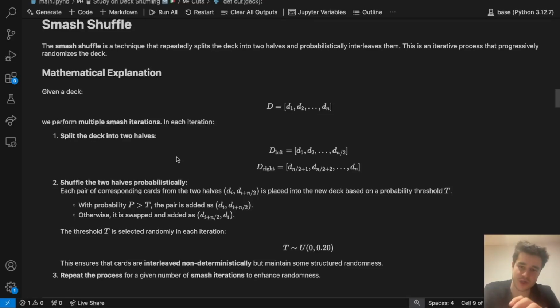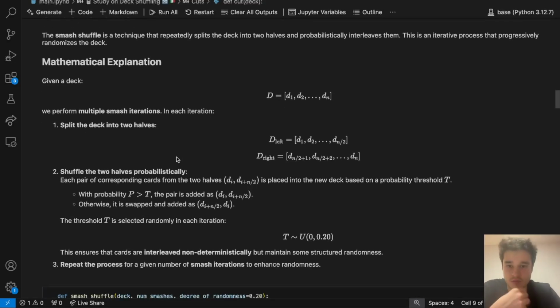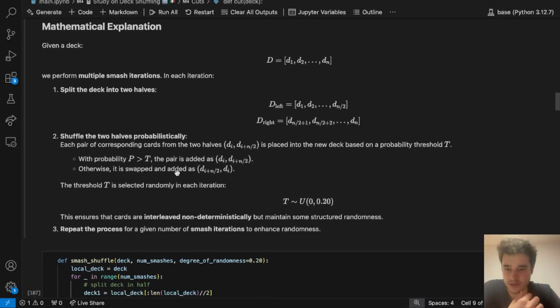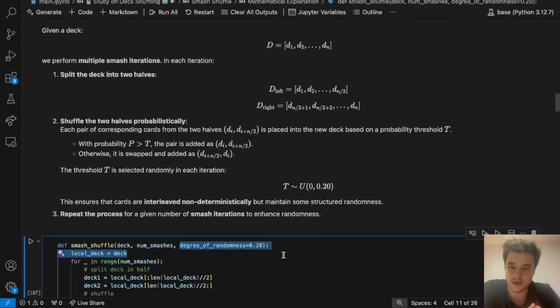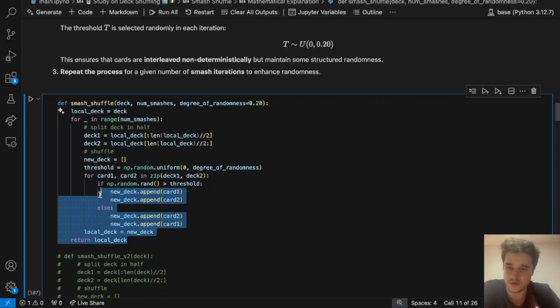Because when you do a smash shuffle, you can miss, and the cards don't go perfectly one after the other, but one card goes in front, one card goes behind, so there's randomness introduced because we're not perfect when we do the smash shuffle. So we have another parameter to take care of that. This is called the degree of randomness. Okay, so this is the part of the code.